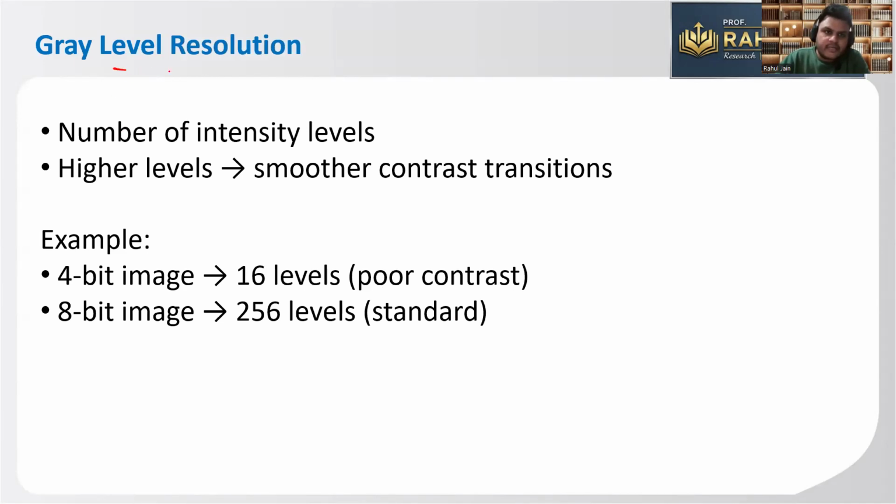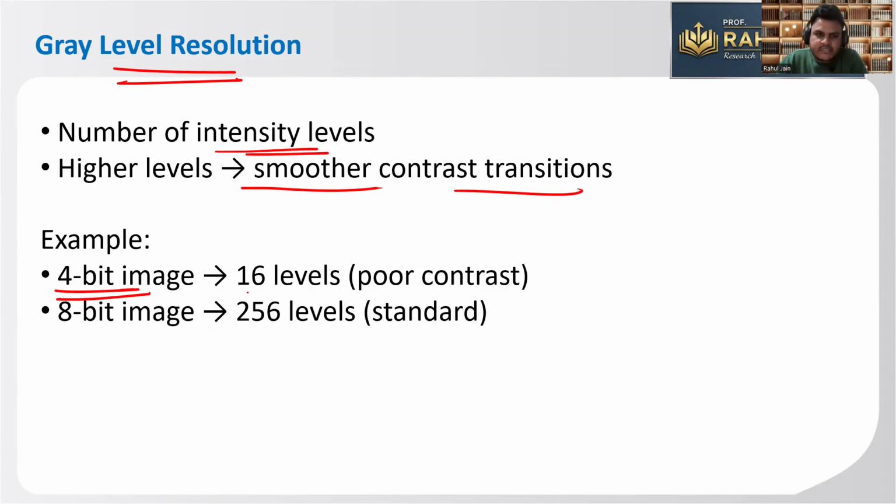Now, gray level resolution, that is the number of intensity levels. Higher levels mean smoother contrast transitions. For example, if it is a 4-bit image, then a total of 16 levels would be there, which is called poor contrast. And if it is an 8-bit image, then it would have 256 levels, which is called standard contrast, right?